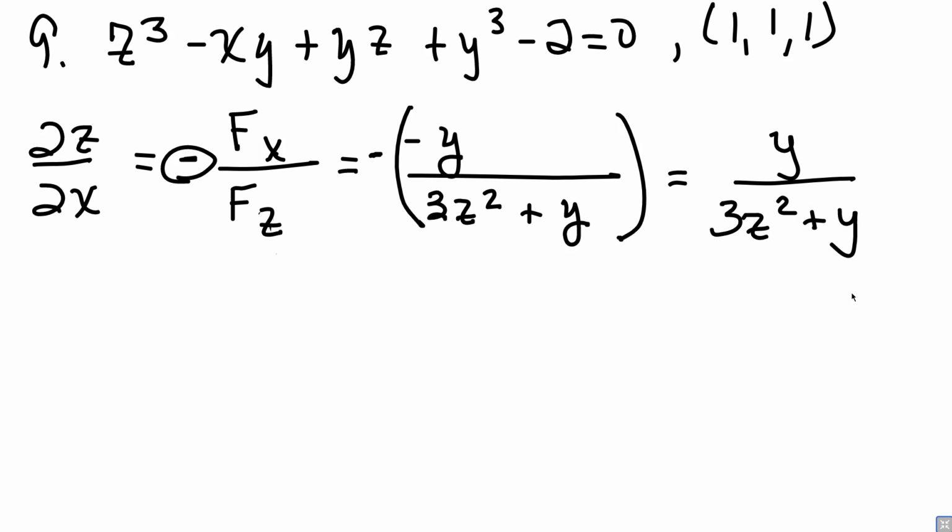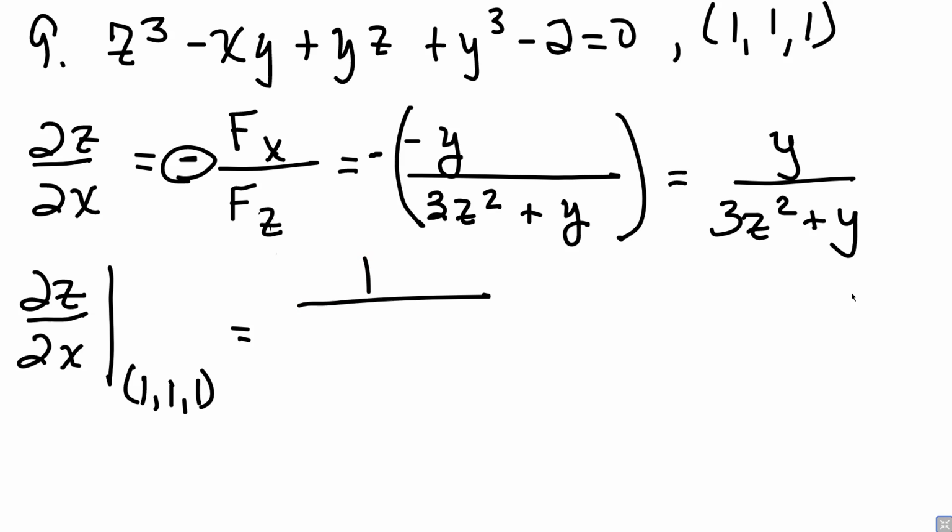Now, if we take the partial of z with respect to x and evaluate it at the point 1, 1, 1, we're going to end up with 1 over 3 plus 1, or 1/4. Any questions there?